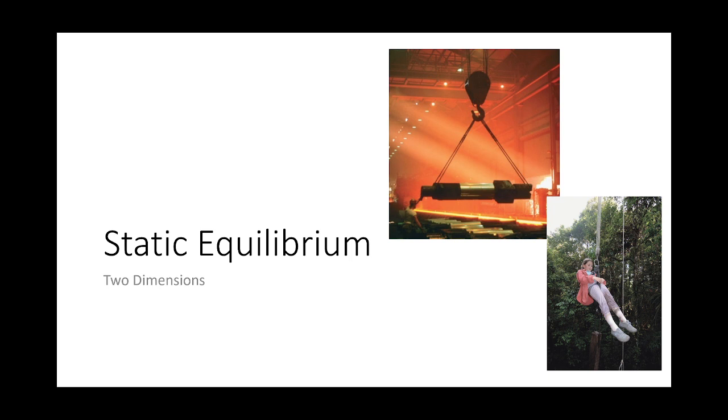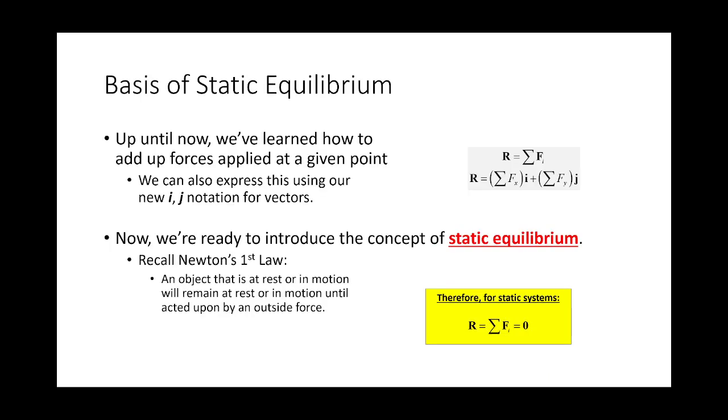And if they don't accelerate, and Newton's second law says that force and acceleration are proportional, then the sum of forces is 0. So up until now, we've learned how to add forces at a given point, and we can express this using our new IJ notation. Remember, the resultant vector is equal to the sum of vectors at a given point. In IJ notation, I could say the sum of the forces in the x direction times i, plus the sum of the forces in the y direction times j. That could be a resultant, okay?